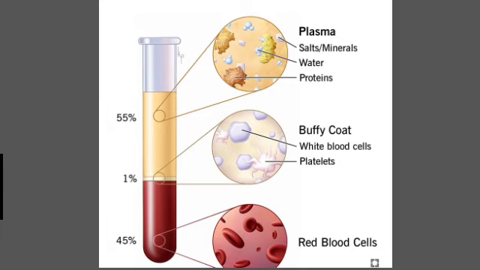Nucleus. We have prepared a temporary mount of onion peel. We had put some iodine solution on the peel. What would we find if we observed the peel without putting the iodine solution? See what the difference is.